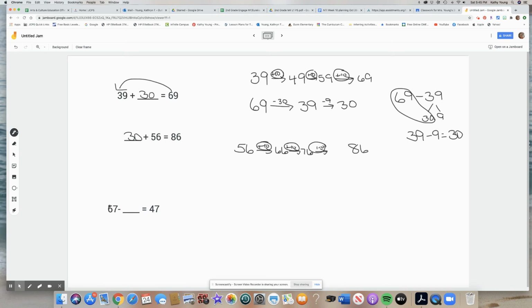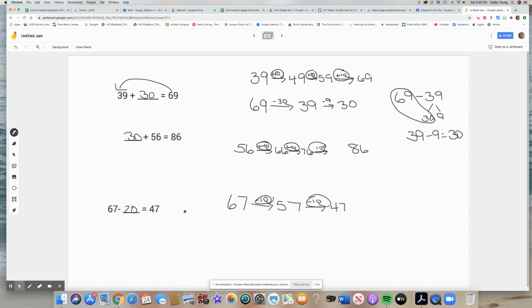Same thing on this one. How much did I take away from 67 to get 47? Let's do that one as a backwards or as a subtraction arrow method. So 67 minus 10 is 57. 57 minus 10 gives me 47. I knew I had to subtract because my answer to that problem, my difference, is smaller than what I started with. So I took away 10, 20. So my answer would be 20.